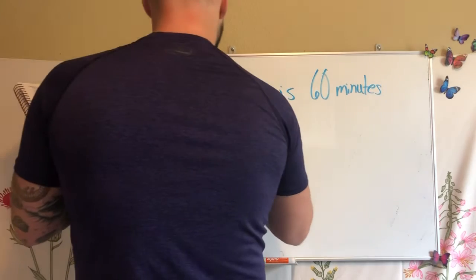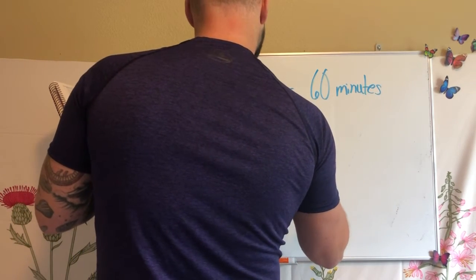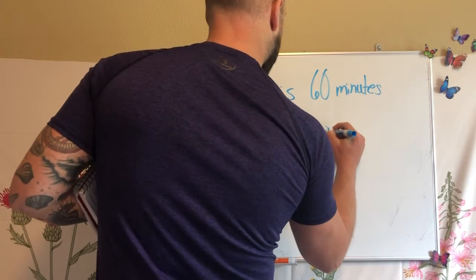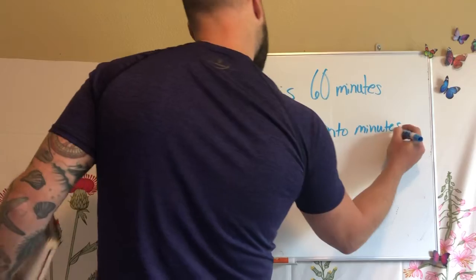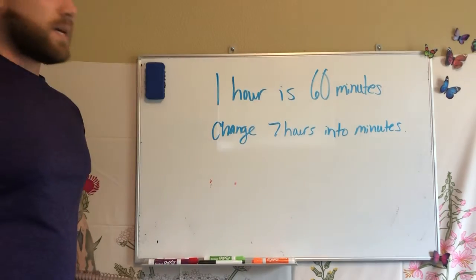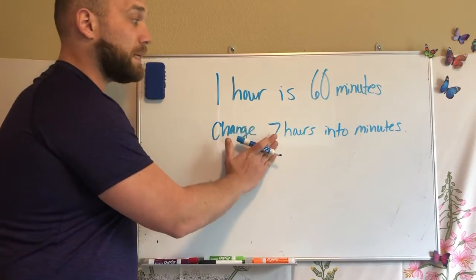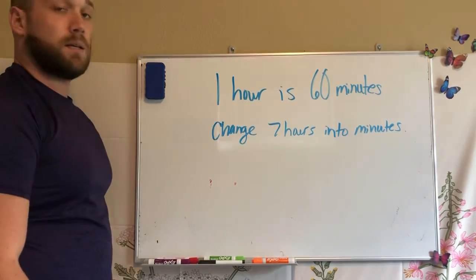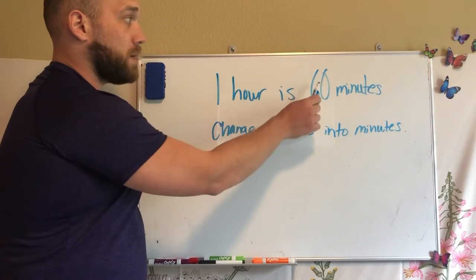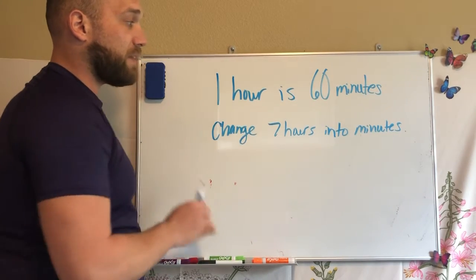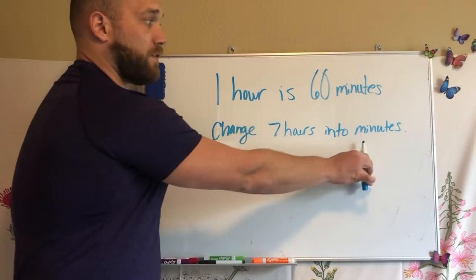Now, let's change 7 hours into minutes. What do you think I would need to do here? If you thought I need to multiply 7 by 60 minutes, you are correct. Because now I'm just turning this 1 hour equals 60 minutes, so now I have 7 hours. So all I need to do is 7 times 60 to convert to minutes.